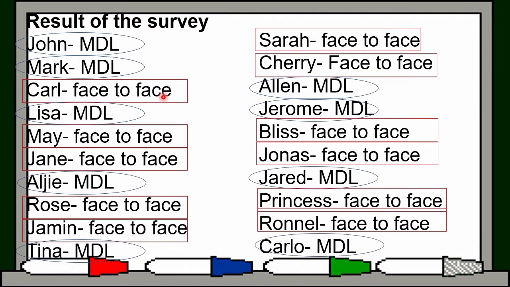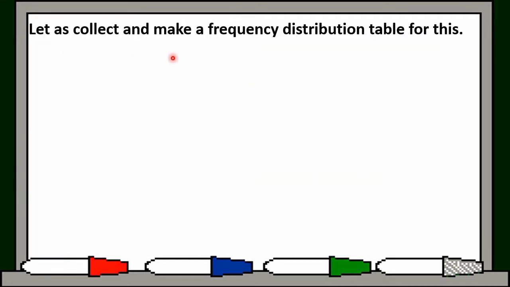Now let us count all the learners who chose MDL or modular distance learning. We have 1, 2, 3, 4, 5, 6, 7, 8, 9. So 9 learners chose MDL. How about face-to-face? Let us count. 1, 2, 3, 4, 5, 6, 7, 8, 9, 10, 11. So 11 face-to-face and 9 MDL. Let us collect and make a frequency distribution table for this.